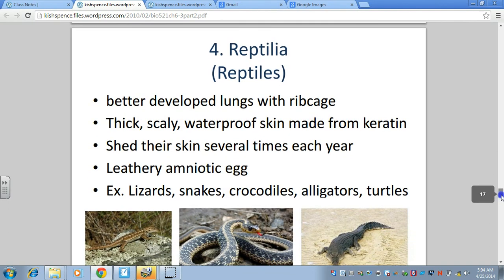The next class is class Reptilia, which are the reptiles. These organisms have better developed lungs with the rib cage. They have a thick, scaly, waterproof skin that's made from keratin. Keratin is a special protein that a lot of our skin structures are made from. For instance, our hair is made of keratin. Our fingernails are made of keratin. So, for reptiles, their scaly skin is made of keratin, and it helps to prevent water loss.